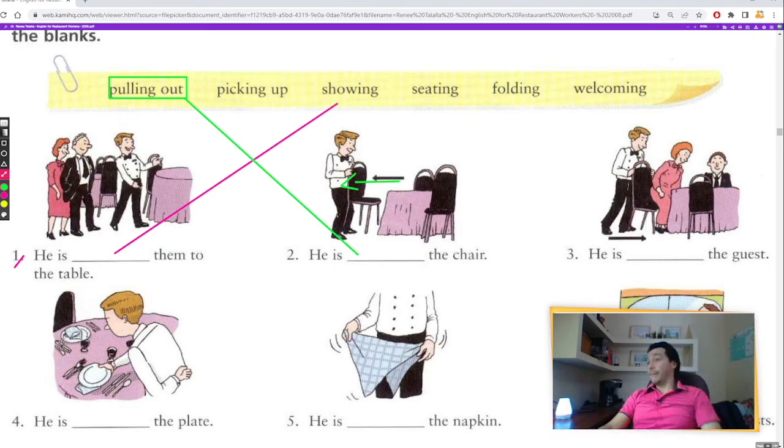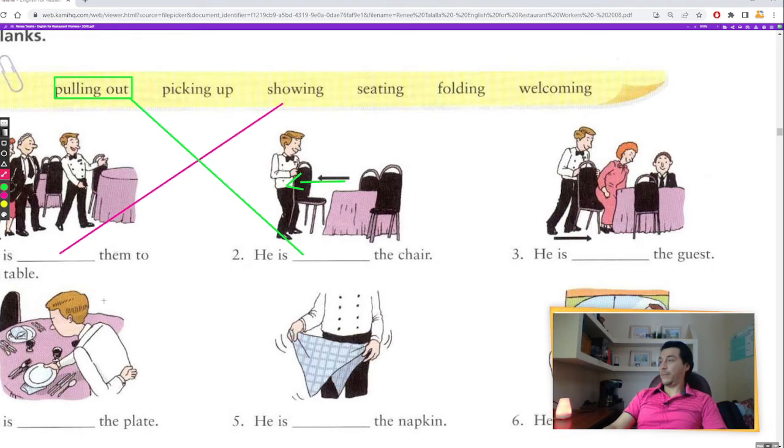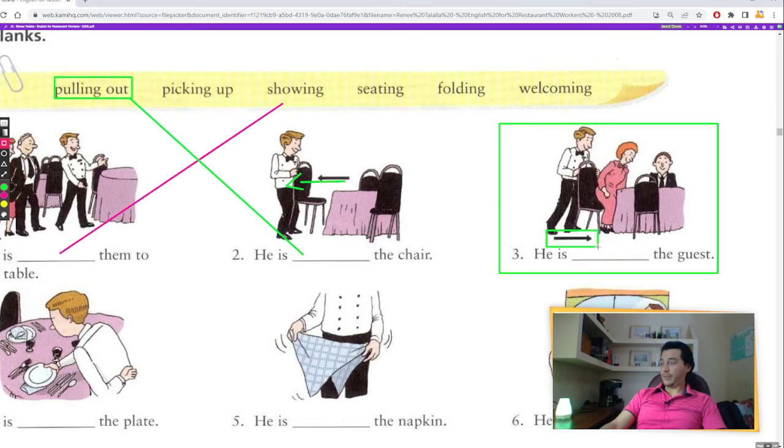Picture number 3. What's going on? He is blank the guest. He is seating the guest. He is seating the guest. Seating the guest.